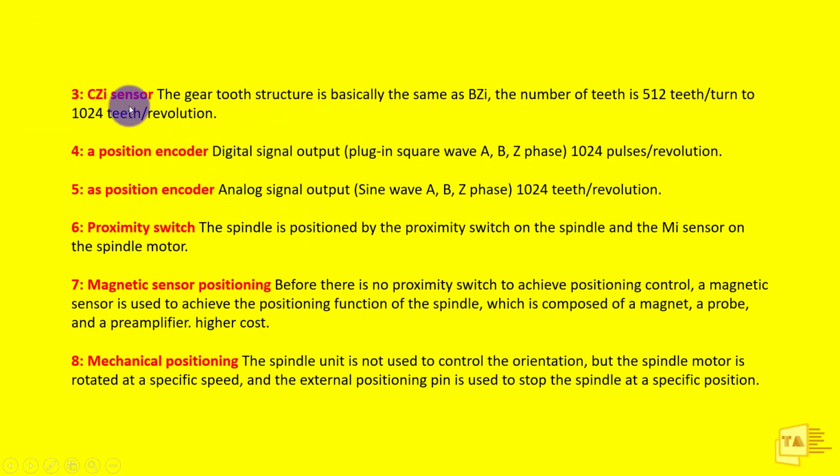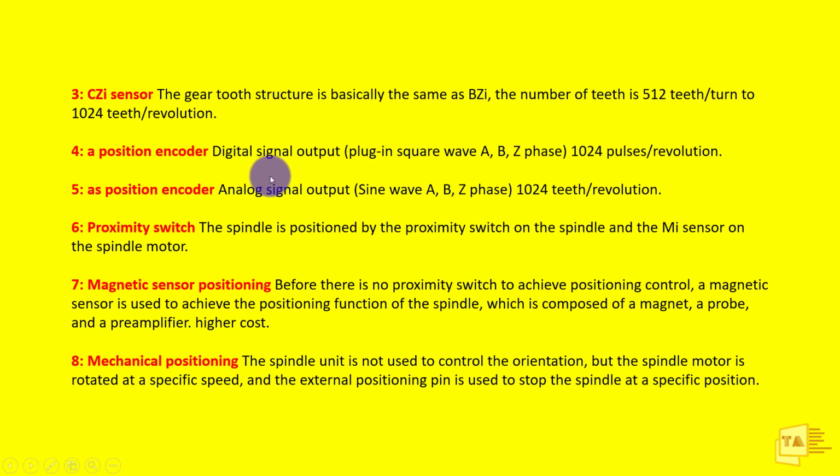And the next one is the CZI sensor. The gear tooth structure is basically the same as BZI, but the number of teeth is different. See here we are getting 512 and up to 1024 teeth per revolution. And next one is the position encoder. This is a digital signal output. We can get 1024 pulses per revolution.